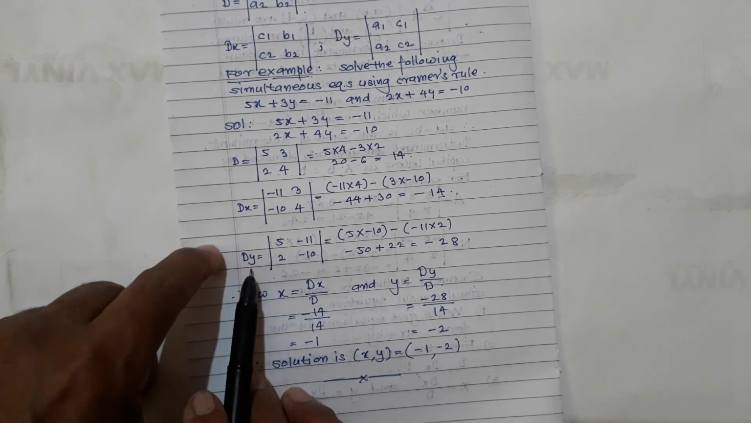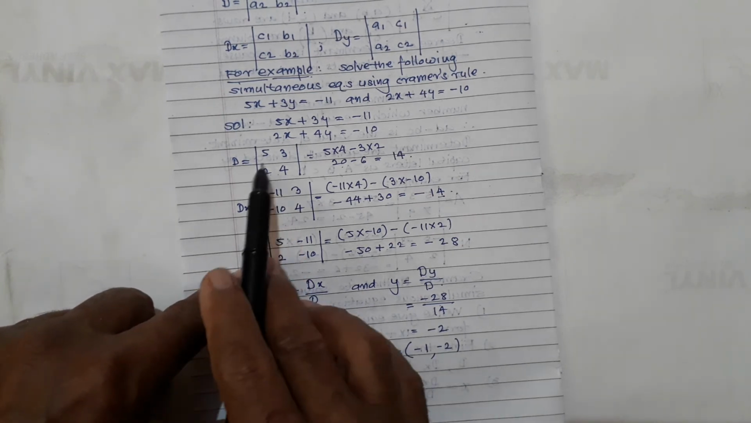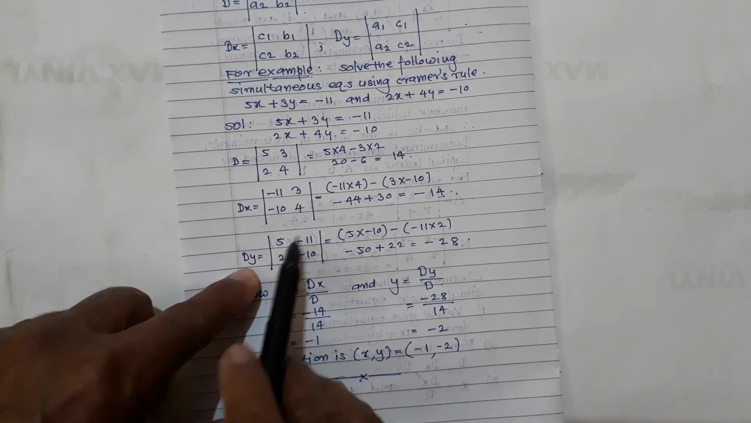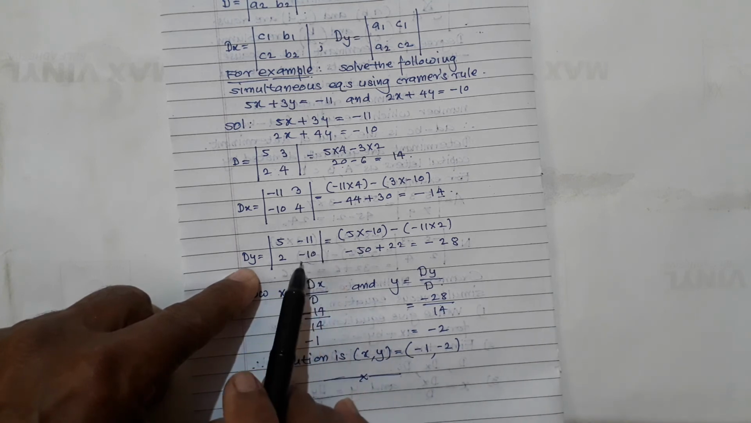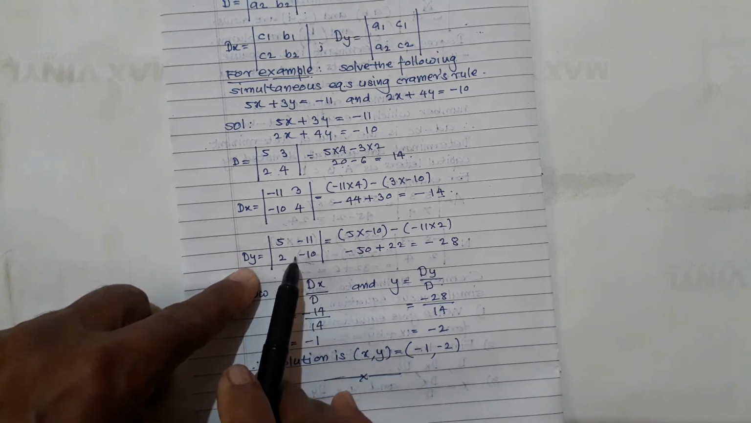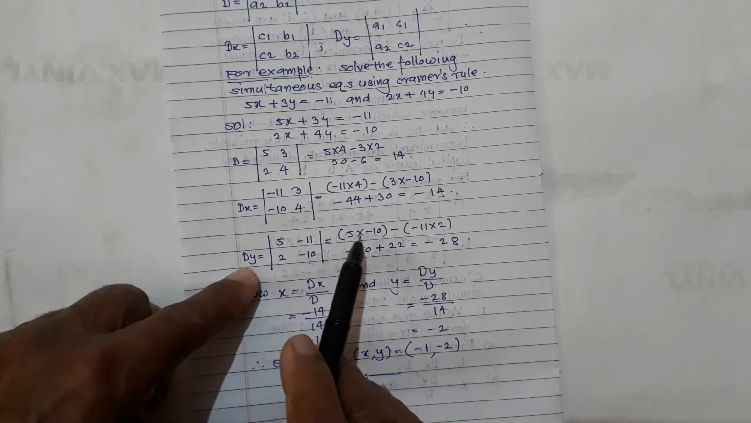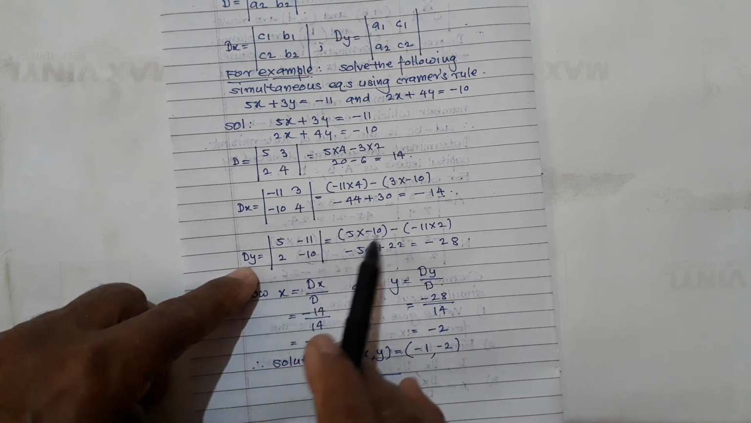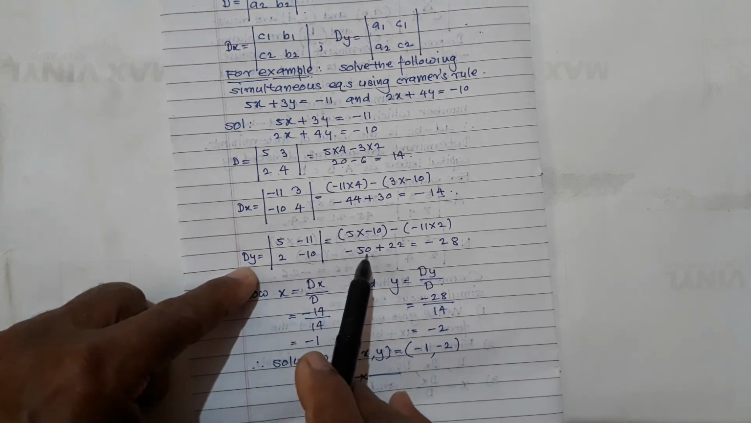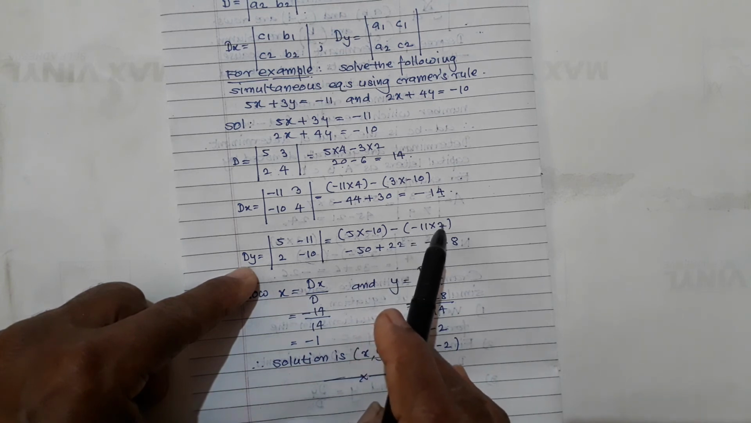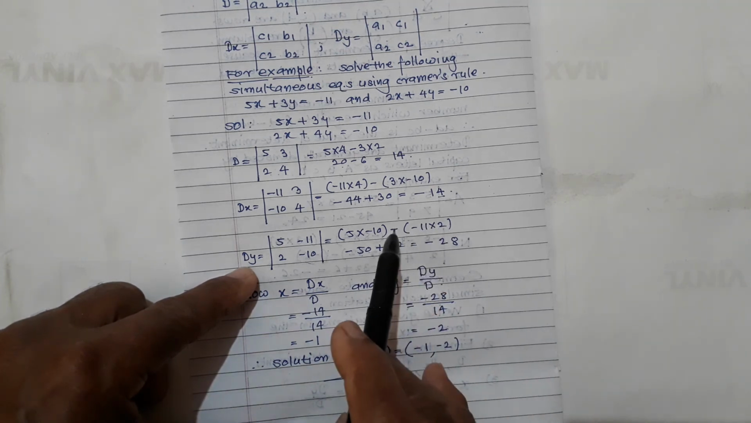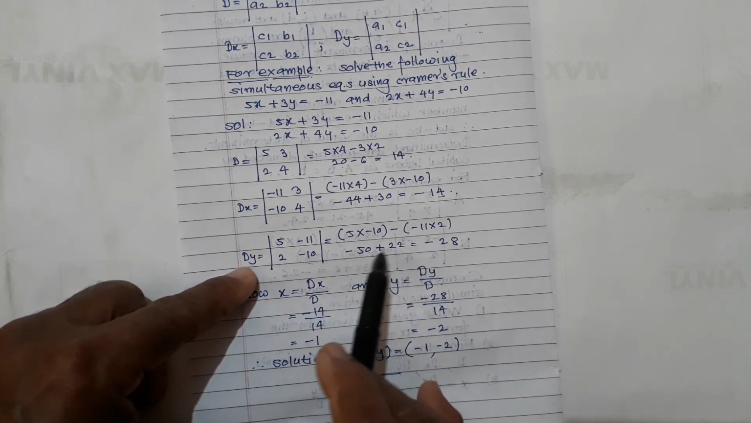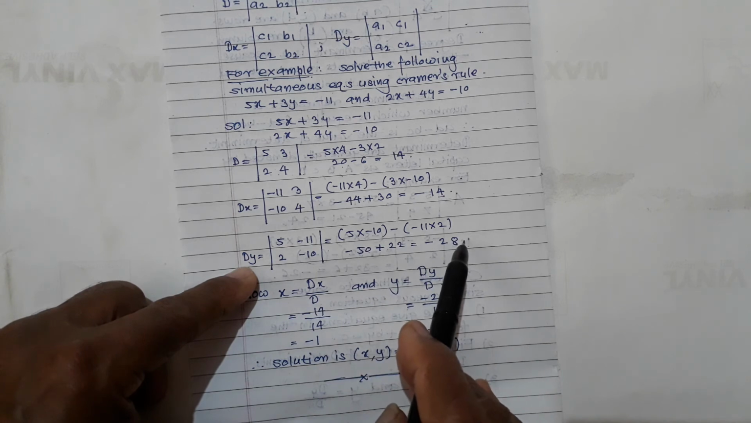Similarly, find the value of Dy. Dy is equal to 5 2 you write down as it is, and the coefficients of y you replace by the constant terms, minus 11 minus 10. Find the value of this. So 5 into minus 10 minus, in brackets, minus 11 into 2. So 5 into minus 10 gives you minus 50, and minus 11 into 2 gives you minus 22. Outside is negative, therefore change the sign, plus 22. So minus 50 plus 22 gives you minus 28.